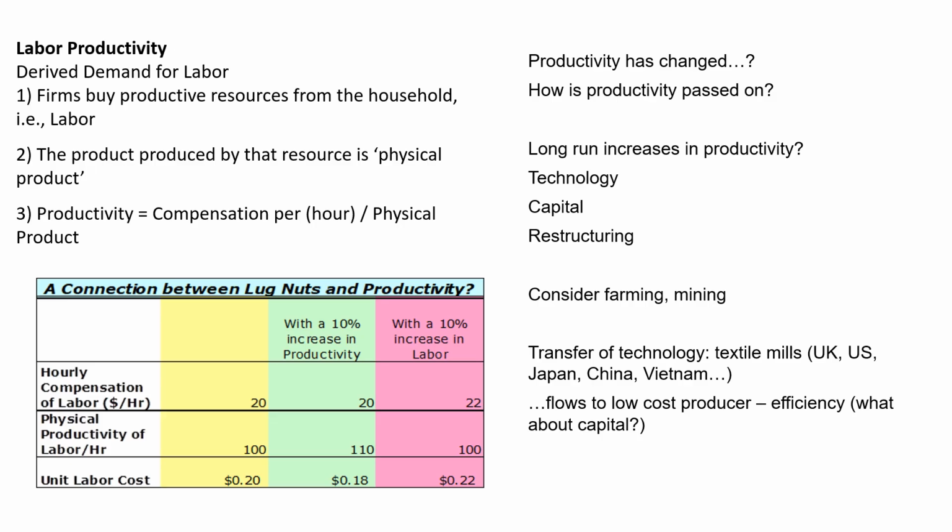In the next column, if we increase productivity, the hourly compensation stays the same at $20 an hour, but we're increasing the physical productivity by 10%. So we're going from 100 to 110, and if we divide, the unit labor cost is down to 18 cents. So the unit labor cost is reduced. It's pretty straightforward. When we're talking about the physical productivity of labor, we're just looking at 1 hour, so we're being very specific about this.